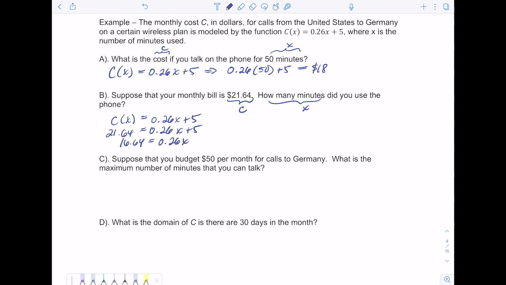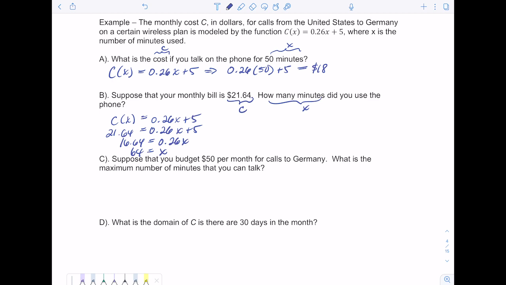And then I want to divide both sides by 0.26. And when I do that, I get 64. So that means if your bill was $21.64, you talked for 64 minutes. Does that make sense? To me it does, because if you talked for 50 minutes and it cost you $18, it should cost more to talk 64 minutes.